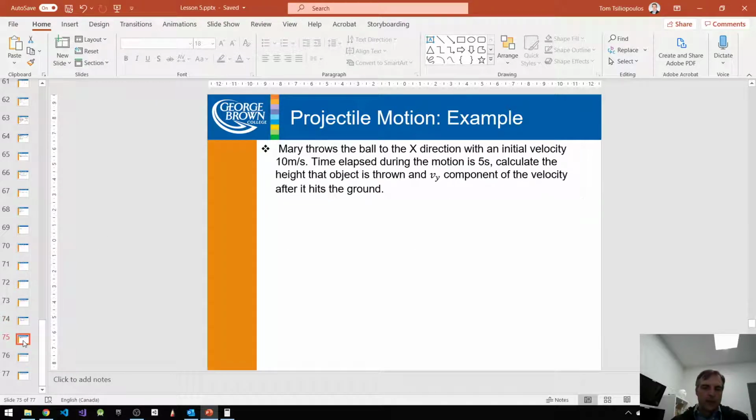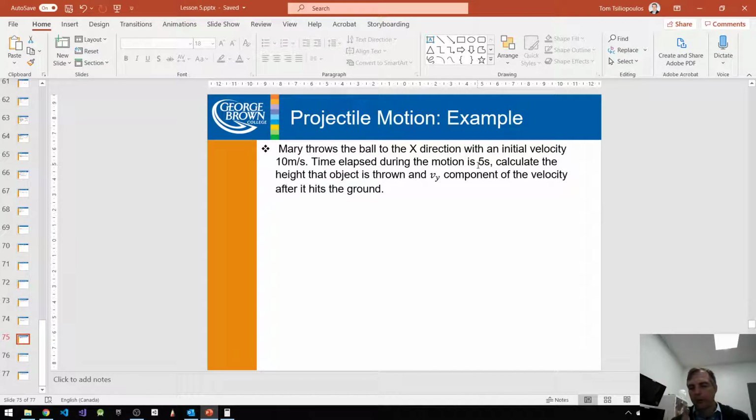We can do that. The third one is Mary throws a ball in the x direction with an initial velocity of 10 meters per second. Time elapsed during the motion is 5 seconds. Calculate the height that the object is thrown and the Vy component of the velocity after it hits the ground. That's interesting. We've been given some extra information we don't know what to do with. So Mary throws the ball in the x direction, which means across the horizontal, with an initial velocity of 10 meters per second. Time elapsed during the motion is 5 seconds.